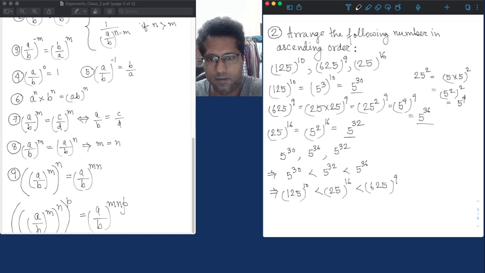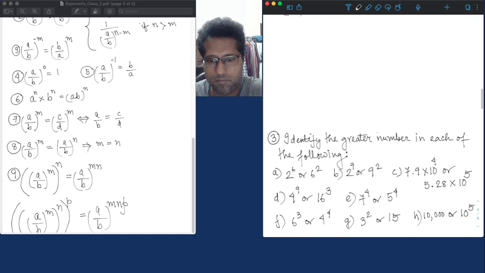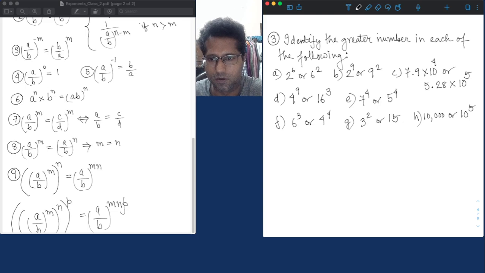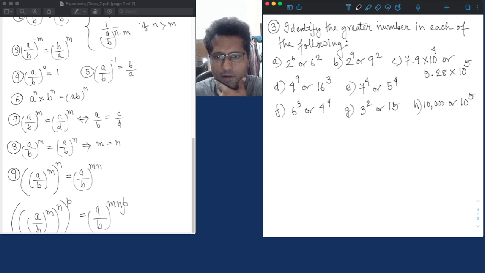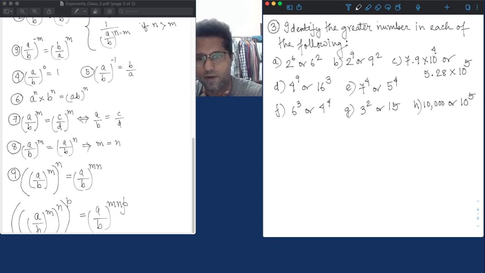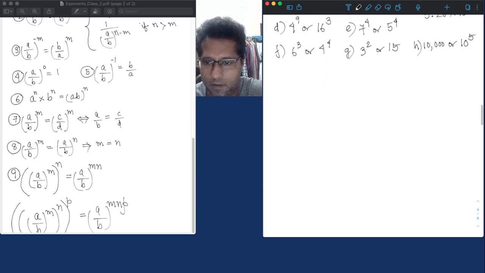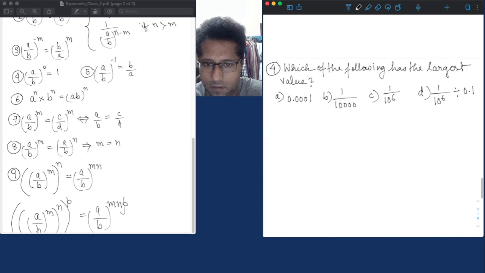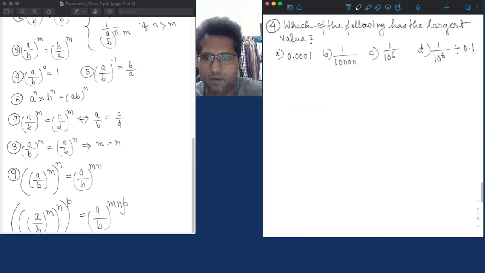Let's see the next question. Okay, so this will be a big problem, a lot of sub problems. So identify the greater number in each of the following. So we have to compare two numbers where both the numbers are in exponential form. So we have 1, 2, 3, 4, 5, 6, 7, 8 such pairs of numbers we have to compare. Do we have any other question? Let me see. Question number 4. Okay.